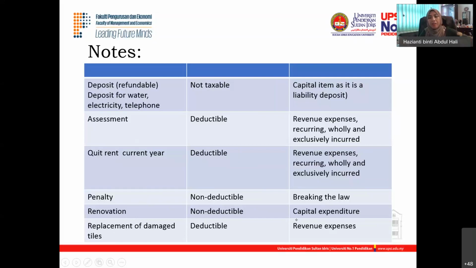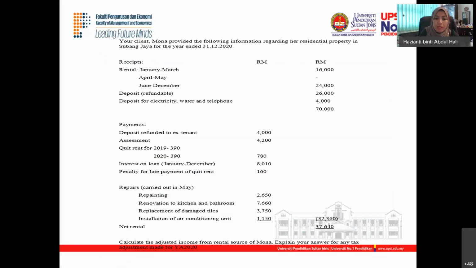If you enhance the value of the building, then it is not deductible. It is considered as capital expenditure. But if you replace something damaged, it is deductible from your rental income. Okay, so I have one example here. I want you to try to calculate the adjusted income from rental source of this Mona.